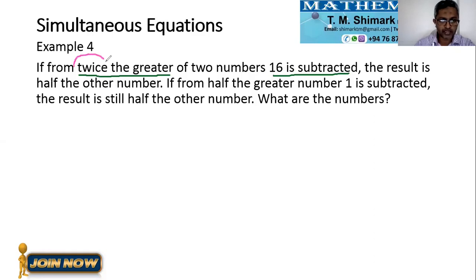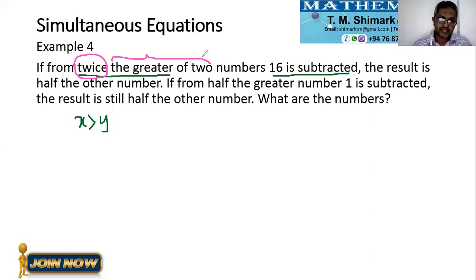Okay, twice is something that we have to think of. Twice the greater of two numbers, 16 is subtracted, right? The result is half the other number. There are two numbers, one is bigger than the other. So x and y are the numbers, okay? So x is greater than y. That's one thing that we have to know. X is greater than y, two numbers.